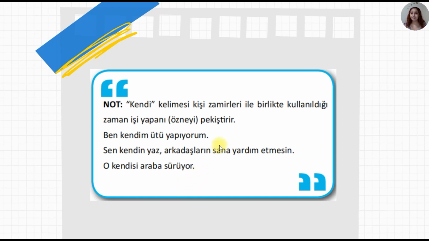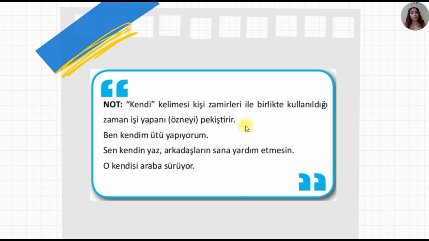The note says, kendi kelimesi kişi zamirleri ile birlikte kullanıldığı zaman işi yapanı, özneyi pekiştirir. Pekiştirmek means to make the meaning strong, stronger, or to make the subject stronger. Özne here is subject. And it says, when you use ben, sen, o, biz, siz, onlar together with kendi and a possessive suffix, like ben kendim, sen kendin, o kendisi.